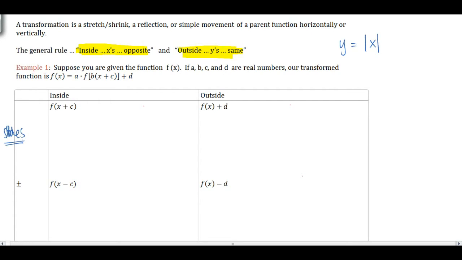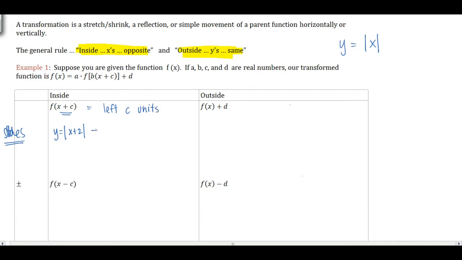So this first one, if they add something to the x inside the parentheses, or in our case inside the absolute value, like I would have something like y equals the absolute value of x plus 2. So they did something on the inside. That's going to tell you that we are doing a slide, and we're moving it left that many units. So this would imply left c units.